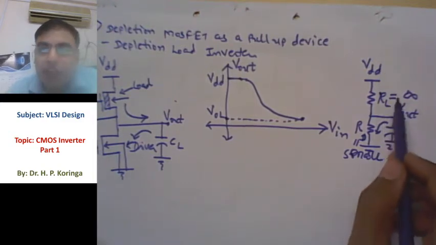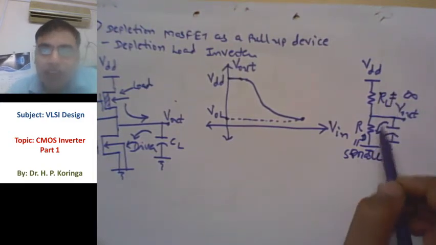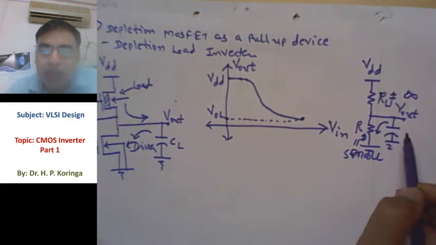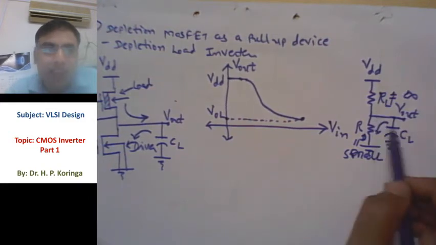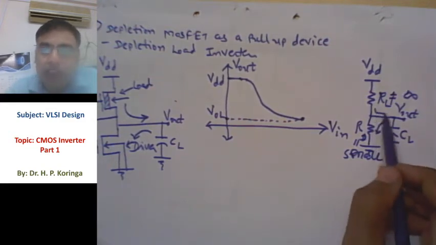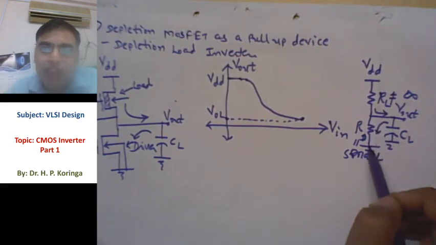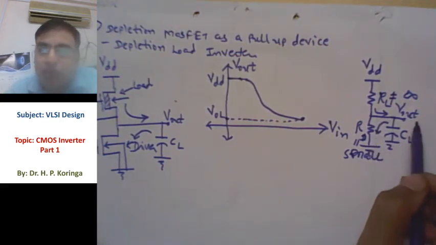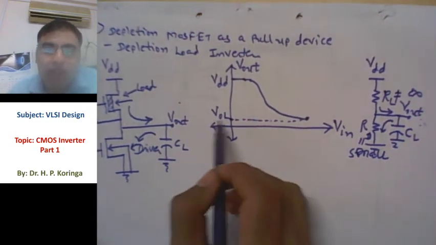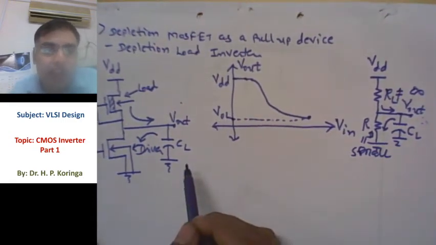Here, if the load is not equal to infinite, then the load capacitor is never discharged to 0. It is charged through this driver MOSFET and discharged through the load. So this output voltage never goes to 0 volt. It has some VOL value which is greater than 0.